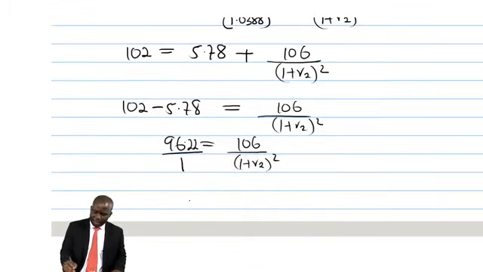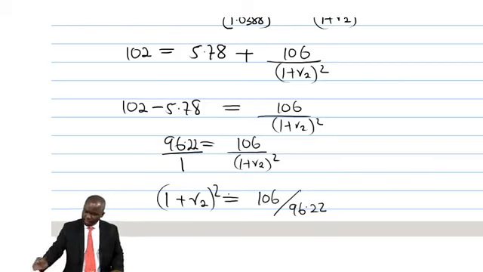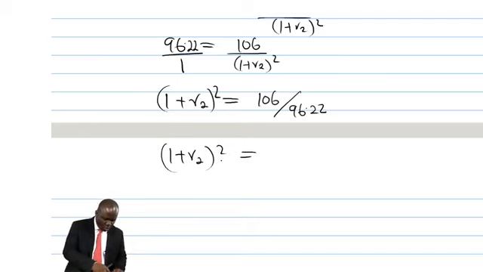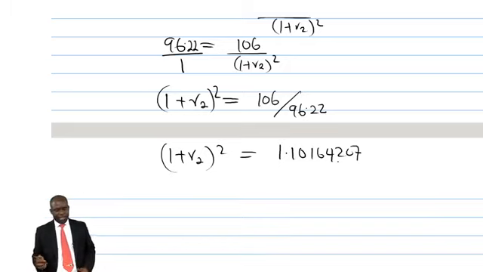This is divided by 1. So 1 plus R2 is equals to 106 divided by 96.22. This is squared here. Okay, so I'm going to have 1 plus R2 squared should be equals to 106 divided by the answer there, which is 1.10164207.